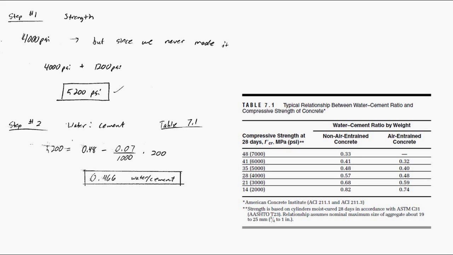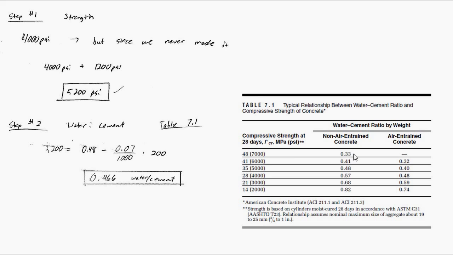Once we know what strength we're actually designing for, we need to pick our water-cement ratio. To pick the water-cement ratio, you look at table 7.1 in your book, and it gives you the relationship between water-cement ratio and the compressive strength of concrete. On the right-hand side here, I have a copy of table 7.1. We want to do 5,200 psi, which falls between 5,000 and 6,000 psi concrete. That means that we're going to have to linearly interpolate, and that's what we did. I linearly interpolated between 5,000 and 6,000 psi concrete for a non-air entrained concrete mix.